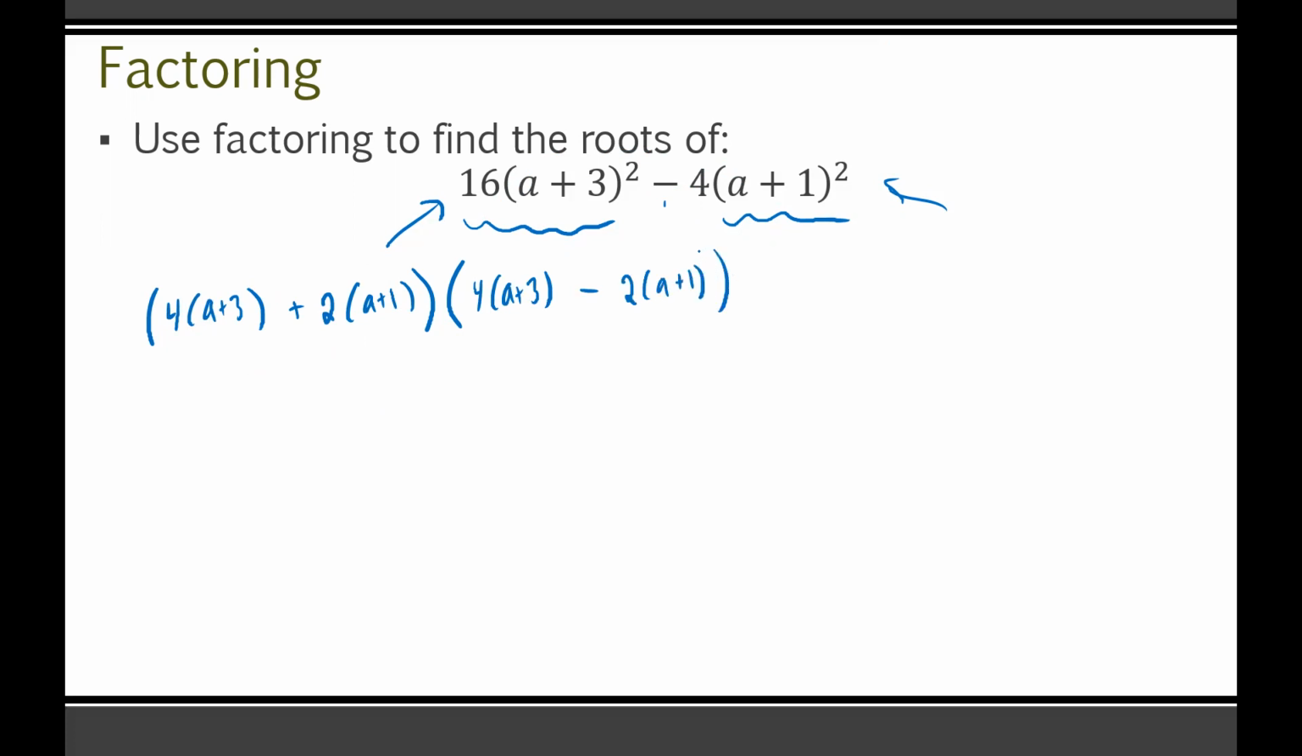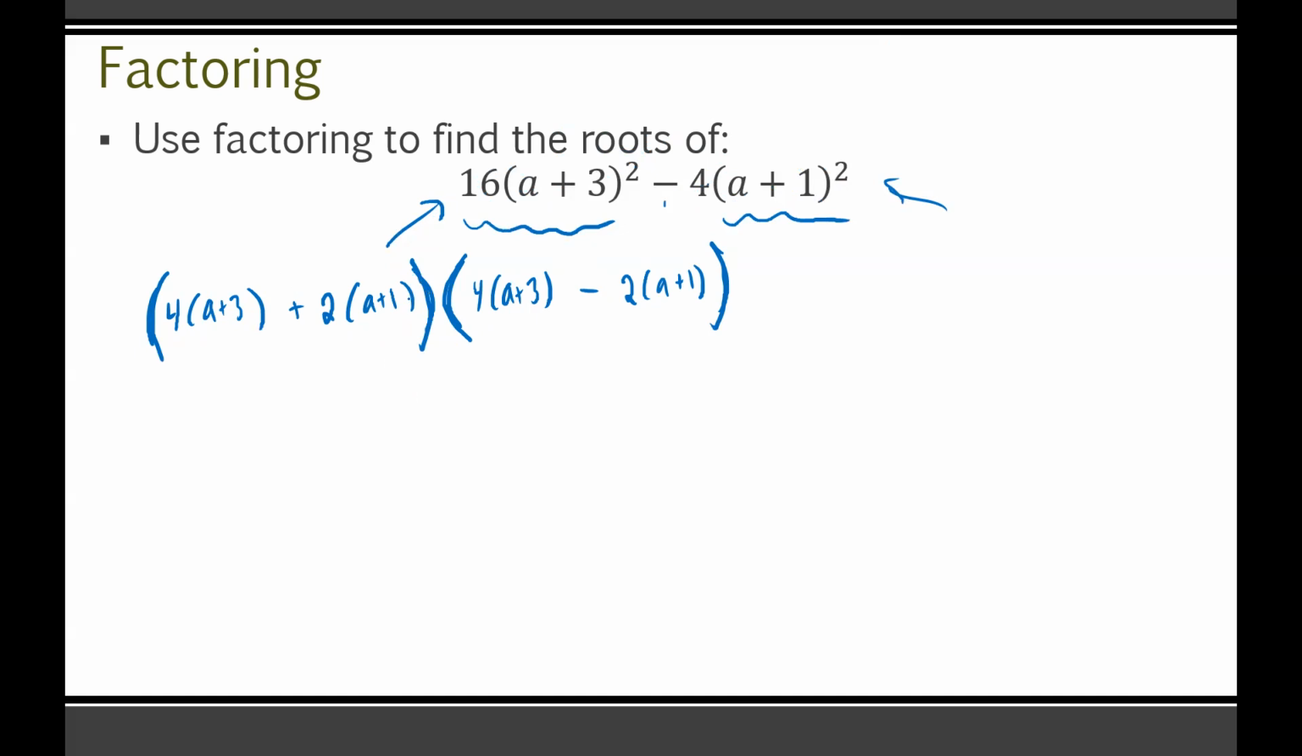There's a lot to wrap our head around on this one, so I'll just go over it again before I move on. Since we are subtracting two things that are square rootable, just square root the first piece, which is the square root of 16 is 4. The square root of (a plus 3) squared is a plus 3, plus the square root of the second piece. Well, the square root of 4 is 2. The square root of (a plus 1) squared is a plus 1. And you multiply that whole chunk by the exact same thing, just with a minus sign in there. So hopefully you see I just multiplied by the same thing again, just with a minus sign instead of a plus sign.